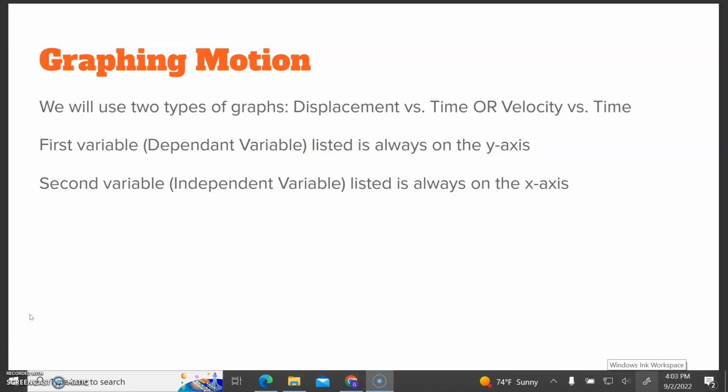For both types of graphs, whichever variable is listed first in the title is going to be the dependent variable. So for a displacement versus time graph, the dependent variable is displacement. That depends on how much time has passed. That will go on the vertical or the y-axis. The second variable in the title, and for both of these graphs it's time, is going to be the independent variable. That always gets listed for the x-axis.